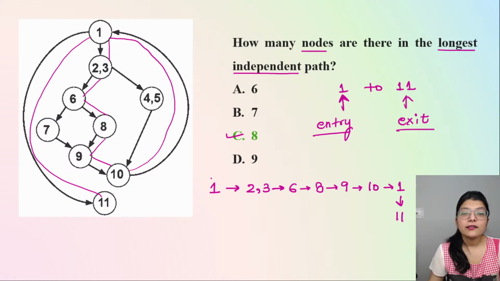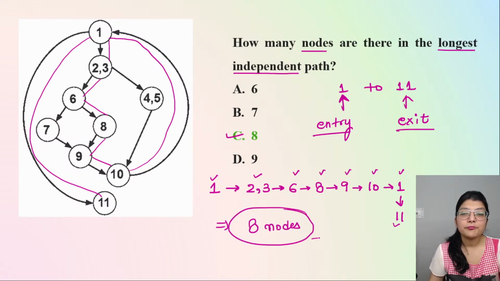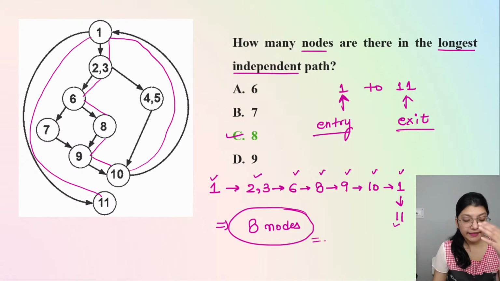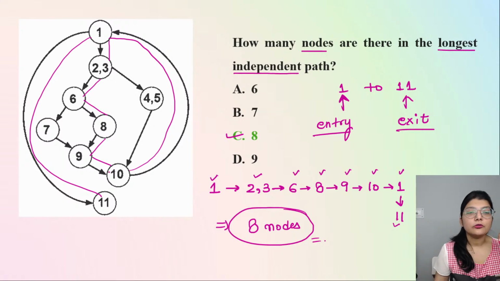And how many nodes are there? 1, 2, 3, 4, 5, 6, 7, and 8. That is 8 nodes, and this is the longest independent path. I cannot have any other path with more than this number of nodes. If you think there is any path with more than 8 nodes, just write in the comments, write in the chat session. I'll see to it. Okay? The correct answer is 8. No problem. I just want your concept to be clear. For now, if you have missed it, no problem.